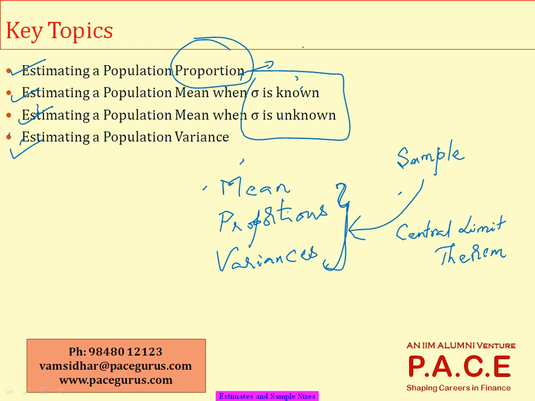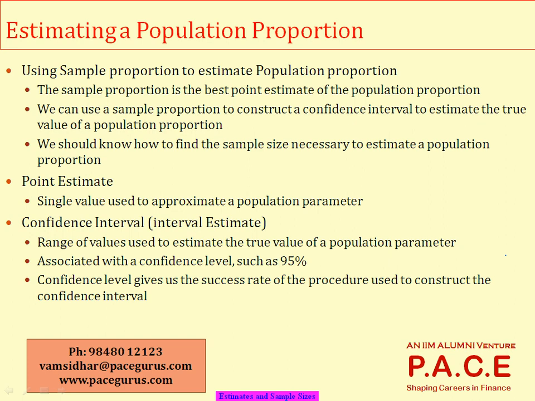Let's start off with the population proportion estimation. Whenever we talk about a population proportion, as I just discussed, I'll take a sample, find out the proportion of the sample, and based on some manipulation of that sample's proportion, I will estimate a population proportion. From the sample proportion, it's very easy to estimate the population proportion. That has been proven through various theories.